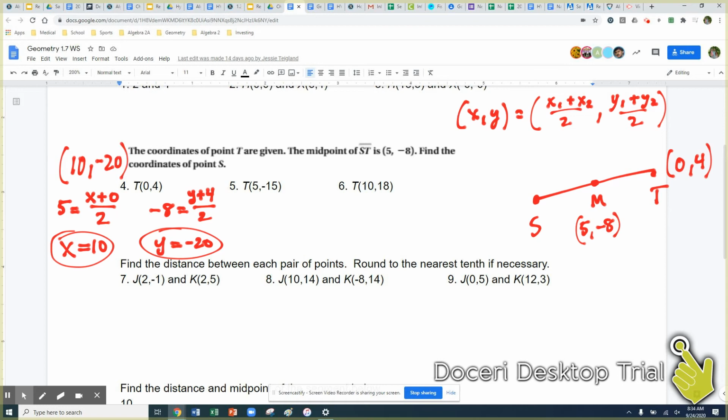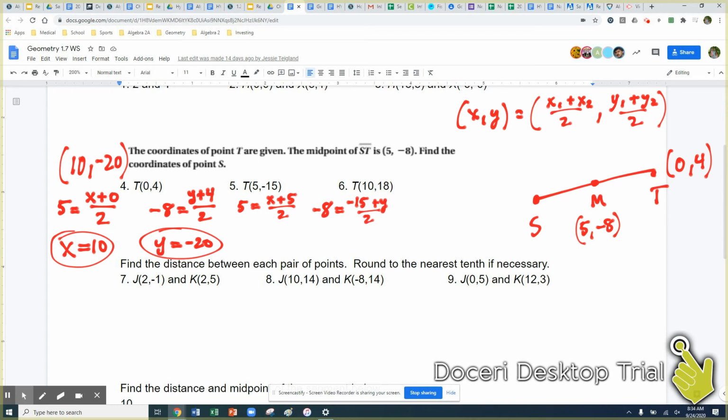So we can do number 5 as well. Let's take a look at that. So we still have that same midpoint, 5, -8. So I have 5 is going to equal x plus 5 over 2. And I'm going to have a -8. I'm going off into number 6 a little bit. -8 is my midpoint, is going to equal 4 plus y. Oops. I meant to say -15. Sorry, I'm looking at the old one. -15, that's my y coordinate, plus y over 2.